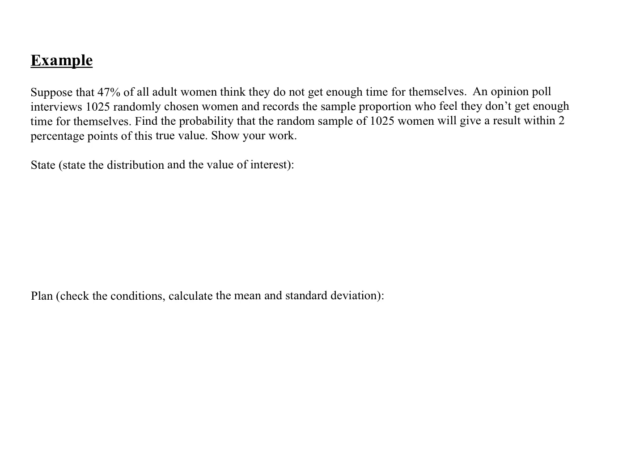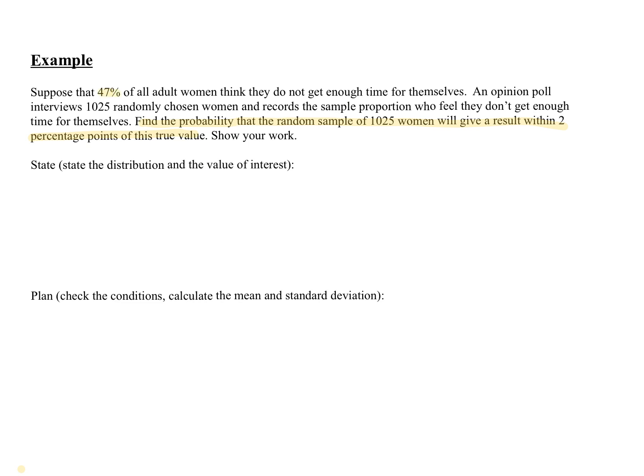So the first step is very similar to what we did in section 1, the state. State the distribution and the value of interest. So that means, what probability am I trying to find? There's either going to be a statement that says find the probability or what is the probability, and that's where you're going to get your probability statement. In this case, that's the second to last sentence, where it says, find the probability that the random sample of 1,025 women will give a result within 2 percentage points of the true value.